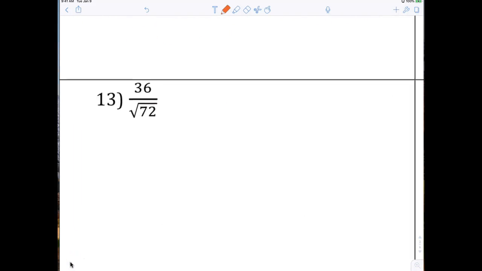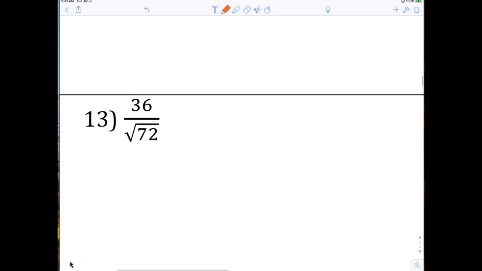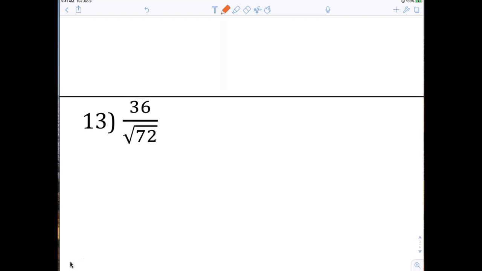13. Now, we've said this a bunch. 72 comes up a lot. I would want you, at this stage, just to be able to tell me what 72 is. So instead of now saying 36 and 2, just tell me the answer. 6 radical 2. That's how you're supposed to be.